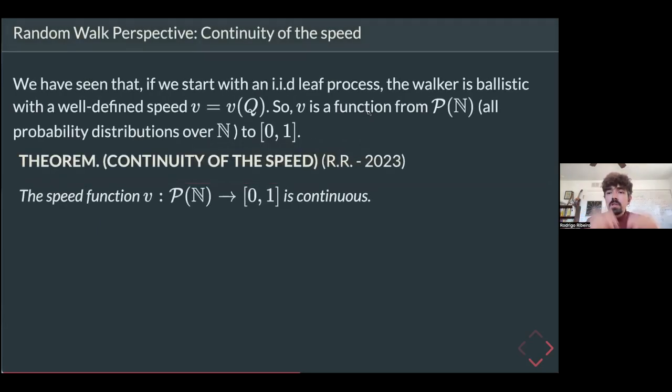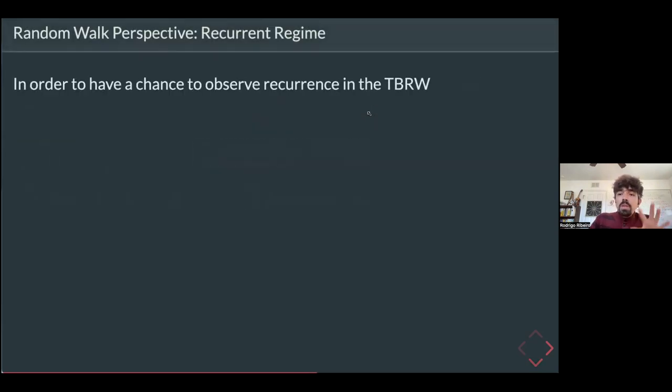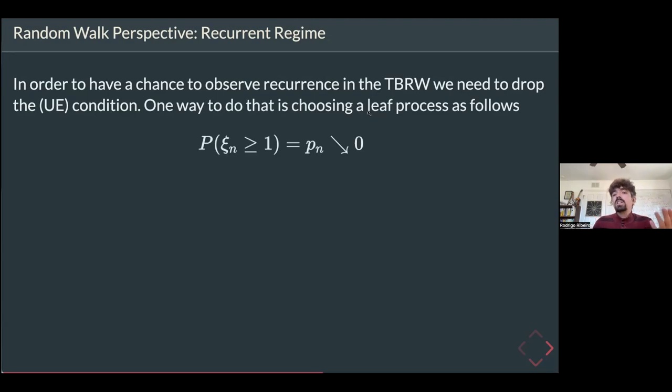Okay, so all these are results about the ballistic regime, right? We are talking about the speed, the walker moving away at linear speed from the root, but what about recurrence? One thing that we already know is that if you want to observe recurrence in the tree built around the walker, you need to drop the uniform ellipticity condition, because if you prescribe a uniform ellipticity condition to an independent leaf process, you're going to be ballistic. Well, one way to drop the uniform ellipticity condition is choosing a leaf process that works like this.